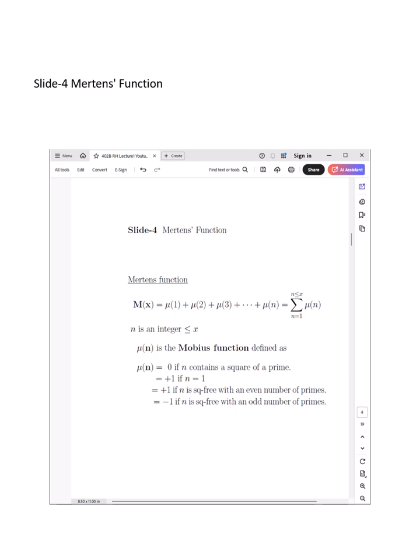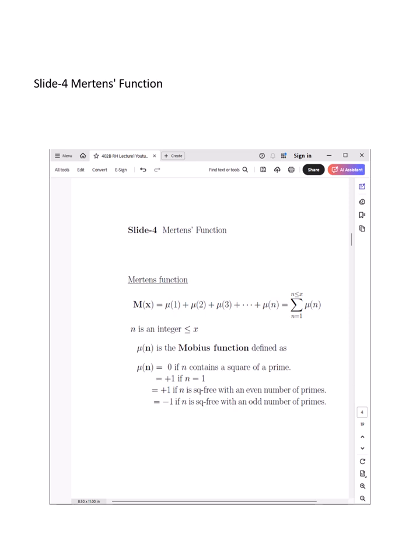For a positive number x, Merton's function, m of x, is defined by the sum m of x equals mu of 1 plus mu of 2 plus mu of 3, and so on to mu of n, where n is an integer less than or equal to x. In this equation, mu is the Mobius function, and the numbers in parentheses following mu are all of the integers less than or equal to x.